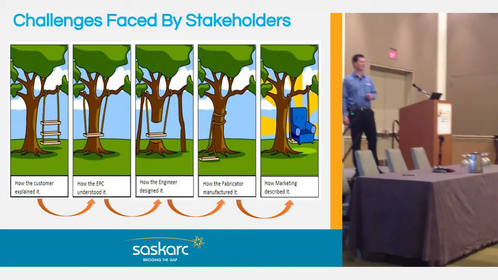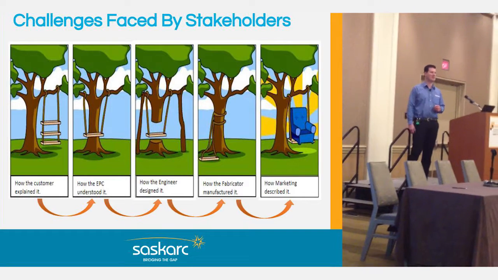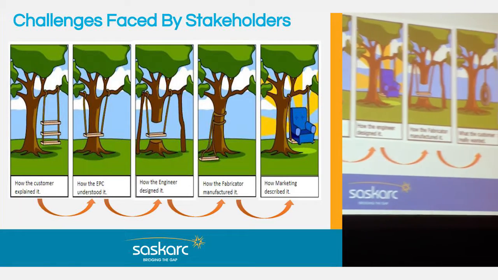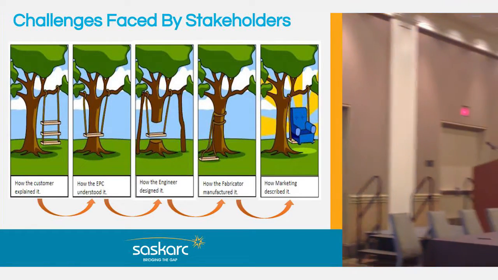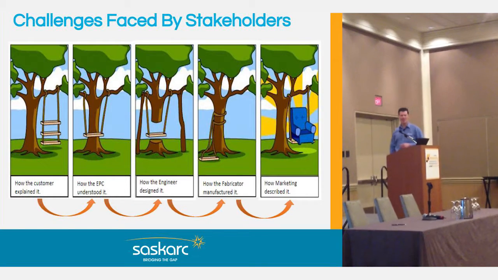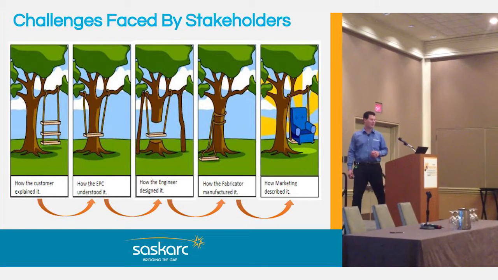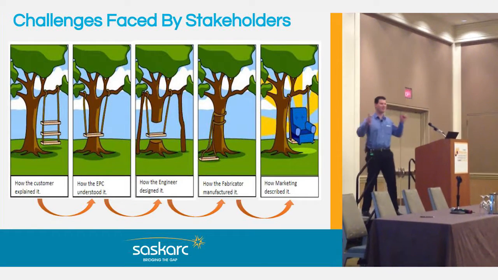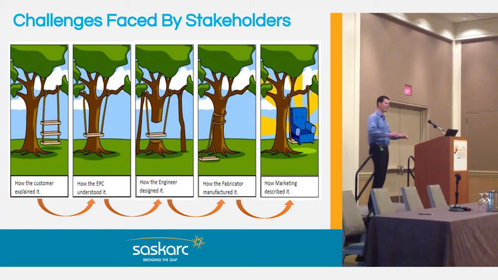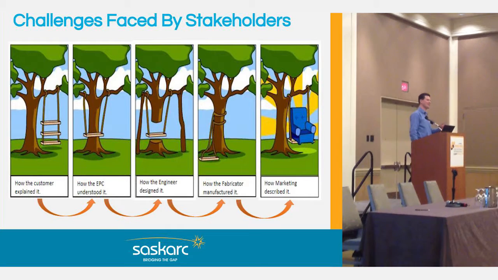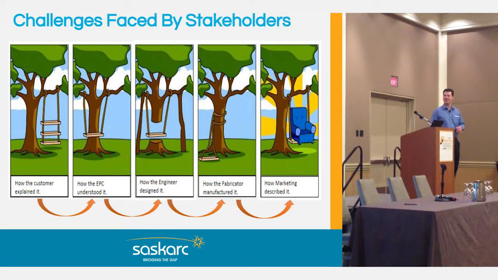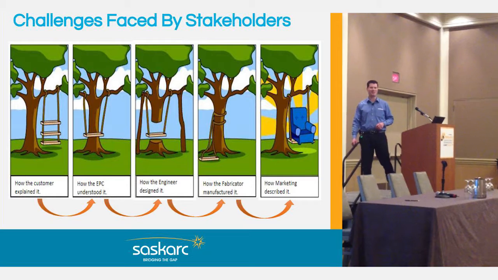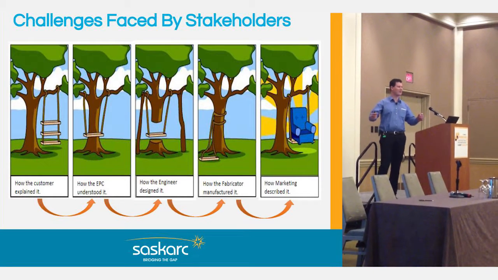I'm sure many in the audience have seen this slide before. It's been quite widely used in numerous industries and for many different things. So what we have here is how the customer described it. As we see, we have the two ropes coming down, 3 rungs going across, can swing freely. Then we have how the EPC understood it. We see it's quite different. We still have the 2 ropes. We have 1 rung now, and it's hitting the tree. So it's not going to swing very well.